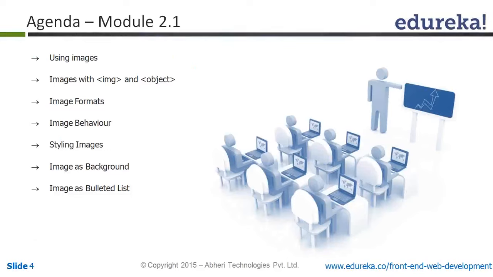You might have seen the bullets, as you can see in this slide, the bullets on the left-hand side, which is an arrow symbol. So instead of such an arrow symbol, let's say you want to use your own customized image. You can style that as well.